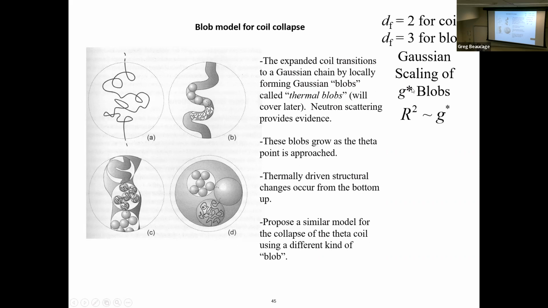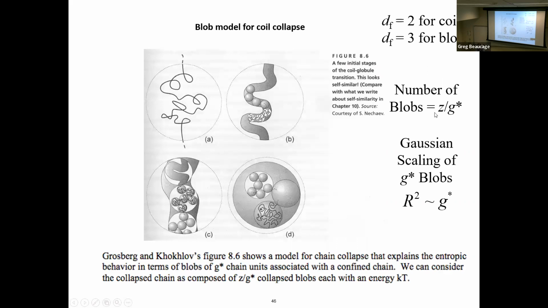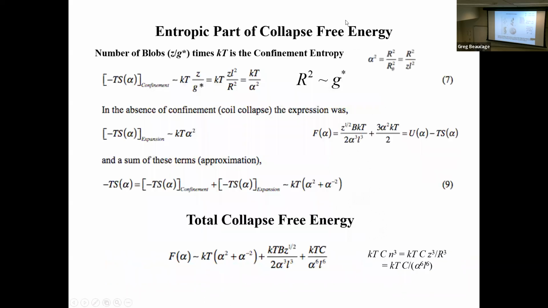Like there's G star units in one of these 3D blobs. Then you can say the number of blobs is the total weight divided by G star. And then if it's Gaussian, R squared goes with N, N L squared. So R squared is going to go with the number of blobs in the thing. And then you can just make an expression for what the size of the chain is going to be from that. Right. So you end up with this idea that you'll end up with 1 over alpha squared for this kind of entropic part.